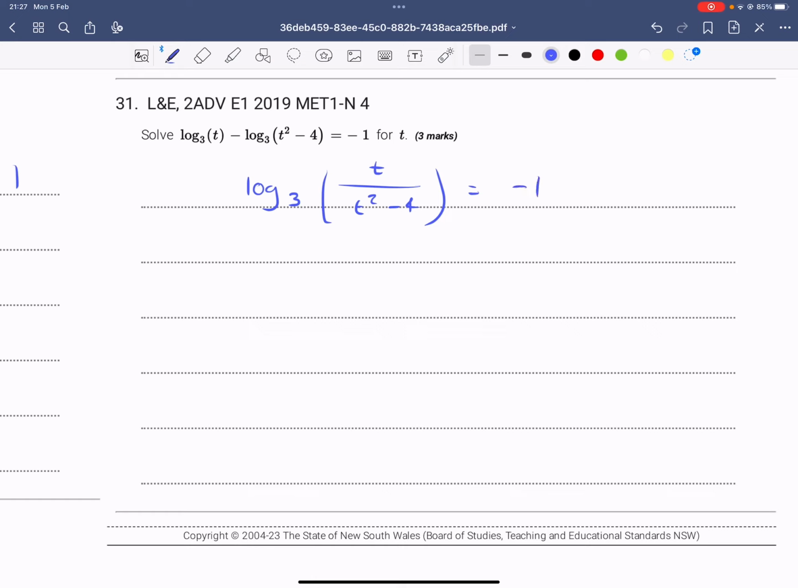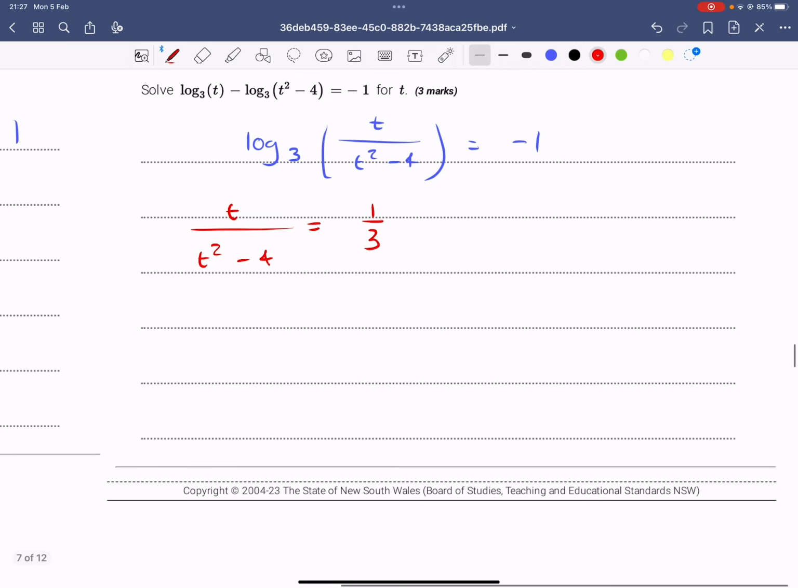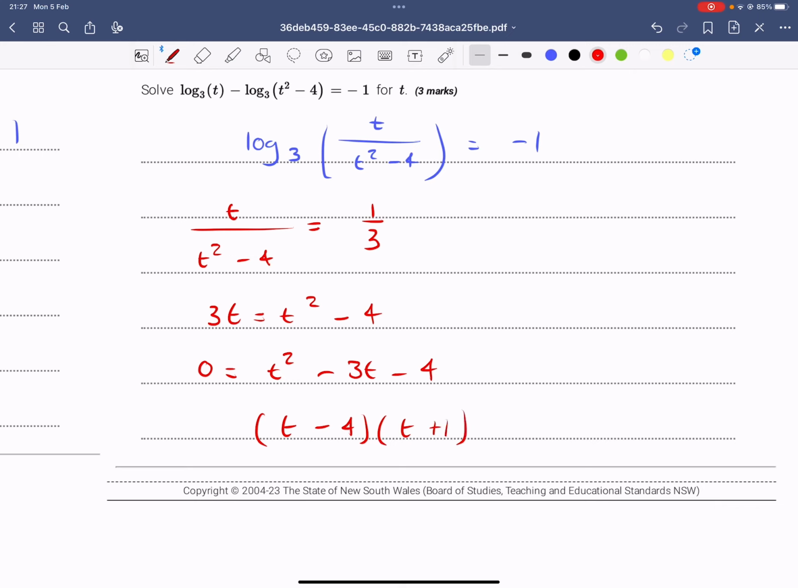We're then going to use our transformation of logs and say, okay, this is equal to t on t squared minus 4. And that's equal to, the base is 3 to the power of minus 1, which is 1/3. We might even write that. 3 to the minus 1 is 1/3. We're going to cross multiply that, so 3t is equal to t squared minus 4. We've got a cute little quadratic. 0 is t squared minus 3t minus 4. And that's, of course, going to be t minus 4, t plus 1, which means t is 4 or minus 1.